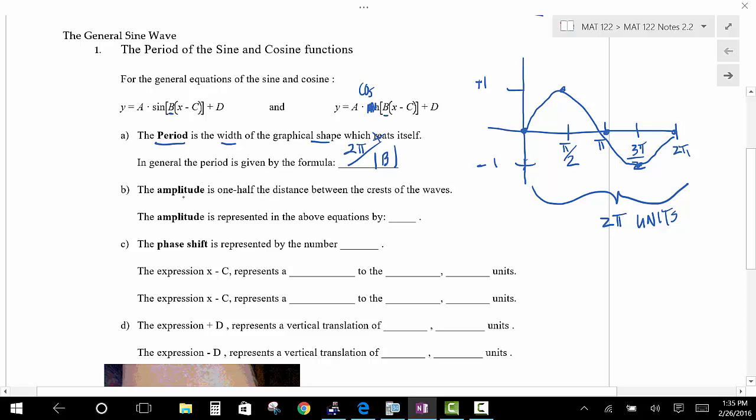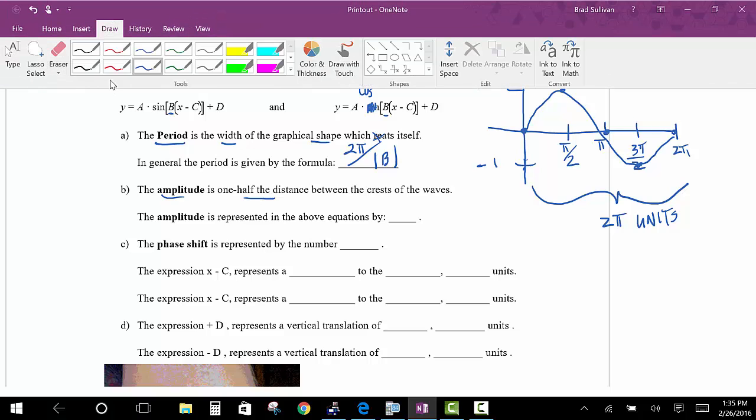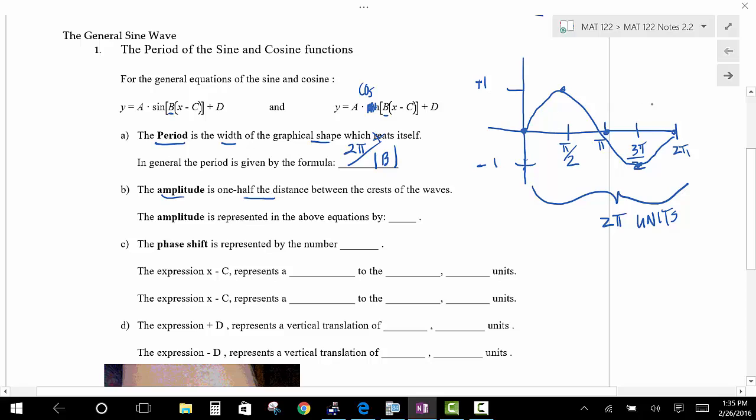Okay, the amplitude is 1/2 the distance between the crests of the waves. So in general, we talked about an amplitude being 1/2 the distance from the max to the min. So that distance from the max to the min is 2. The distance from -1 to 1 is 2. So we said the amplitude's 1. But in general, in talking about this equation, the amplitude is defined to be the absolute value of a. So that value of a multiplies the y values by a. So it stretches the graph vertically. So we multiply all y values by a, and then that gives you the amplitude.